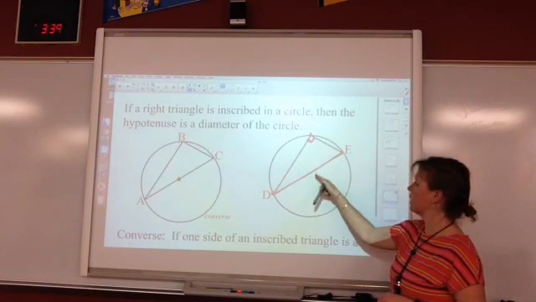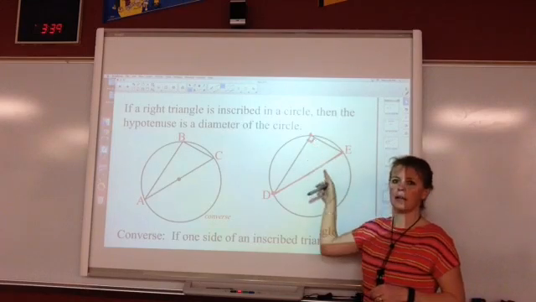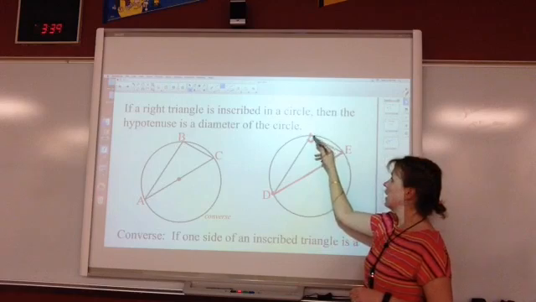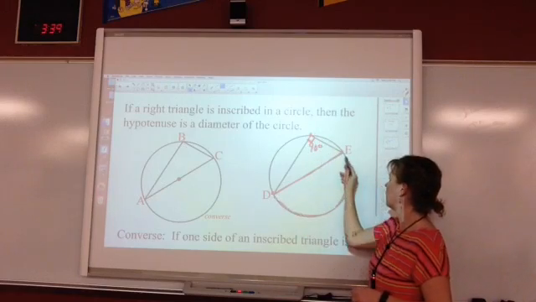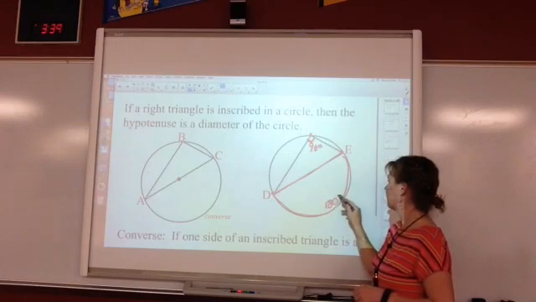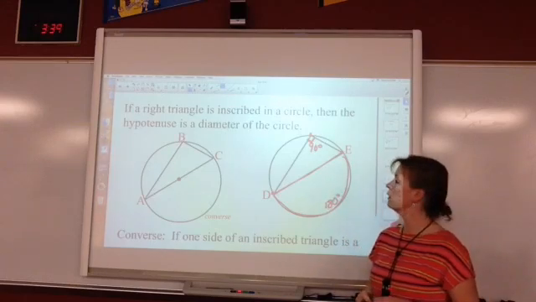They did not give you the center point in here and tell you that it's the diameter, but because that's a right angle, it has to be. Because 90 degrees means that its intercepted arc is 180. And we know that 180 degrees is half of a circle.